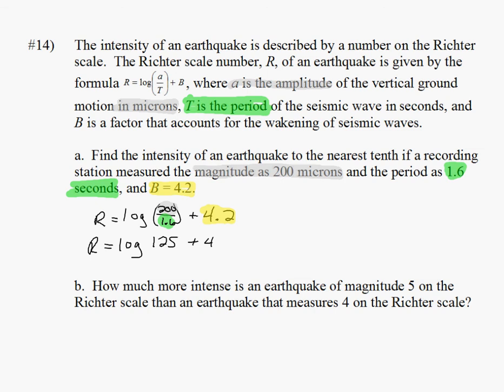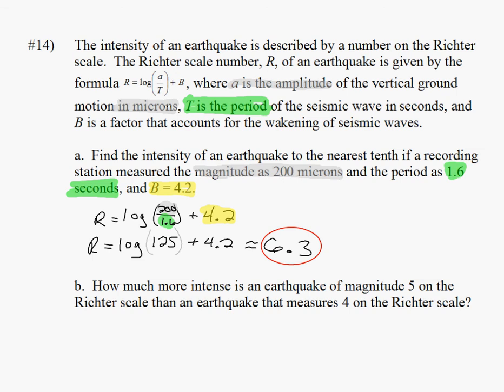200 divided by 1.6 is 125. This is the best we can do without rounding, so you don't put this in your calculator. When you put it in your calculator, it's going to automatically start a parentheses around 125. You have to finish it. Put that in your calculator and you get about 6.3.